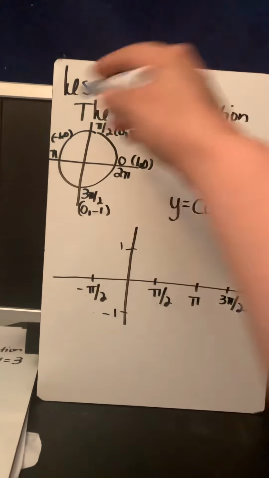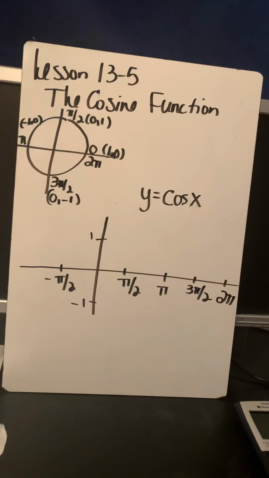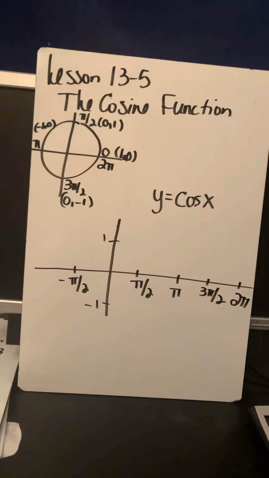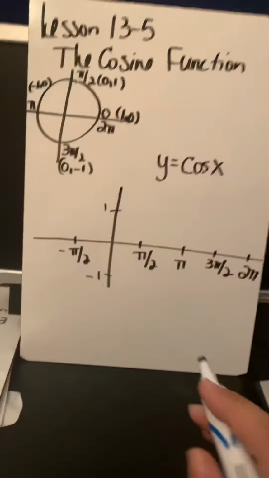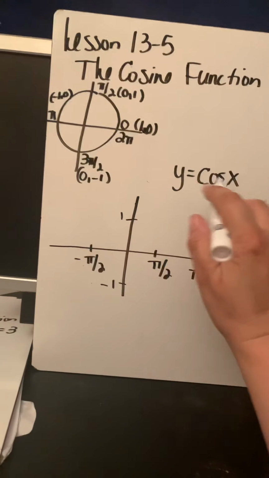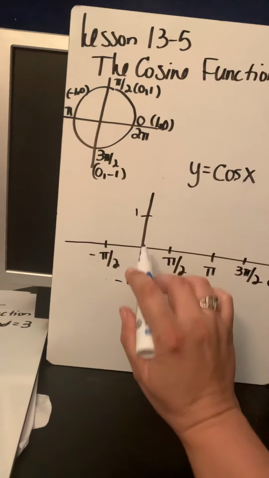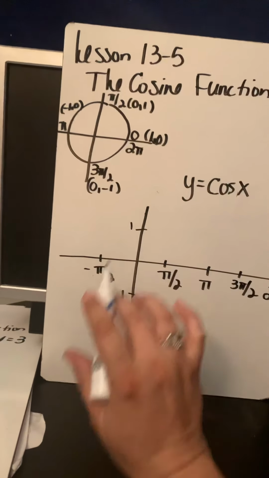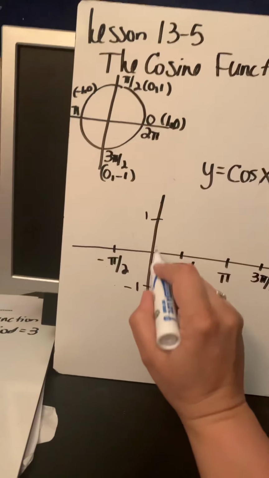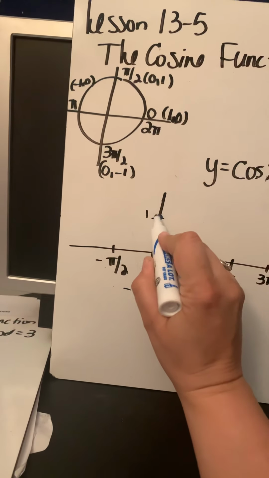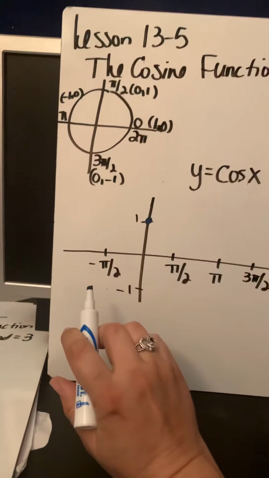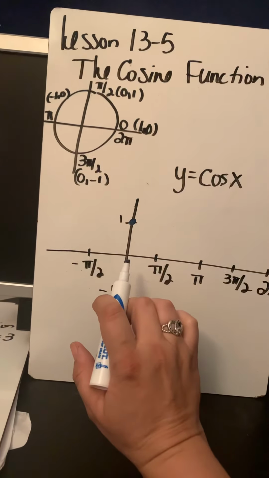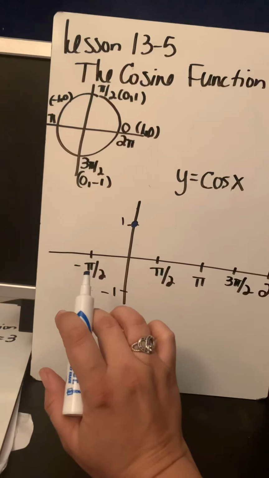So again, I drew up that unit circle just so we had it as reference, so you could see what I was doing with the points. So let's go with 0. When cosine of x is at 0 degrees, what is its exact value? It starts up here at the amplitude. Now remember, the sine function started at 0. Cosine, we're going to start up at its amplitude, or 1.